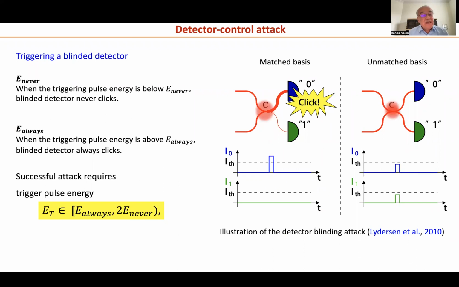Eve will use a blinding attack. So let's see what happens to triggering a blinded detector. A blinded detector is characterized by two thresholds. One is what is called E never. When the triggering pulse energy is below E never, blinded detectors never click. And then the other threshold is E always. When the triggering pulse energy is above E always, the blinded detector always clicks. And it can be shown that a successful attack requires that the trigger pulse energy falls between E always and twice E never. You can see the reference here.